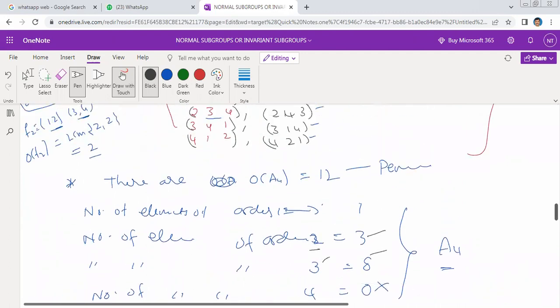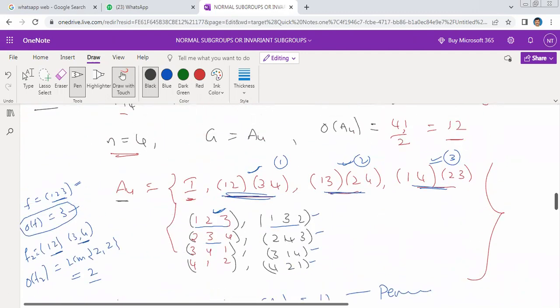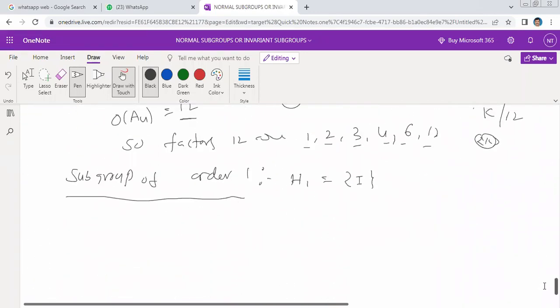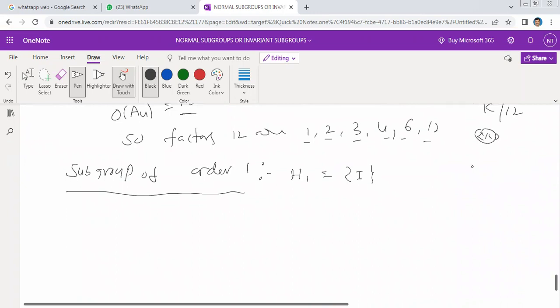That is the identity permutation. The identity permutation has size 1, this size is 2, this size is 2, this size is also 2, and this size is 3. There are 8 permutations of order 3, 3 of order 2, and 1 of order 1. You should keep this in mind. One more thing, the most important concept: the order of a subgroup divides the order of G.